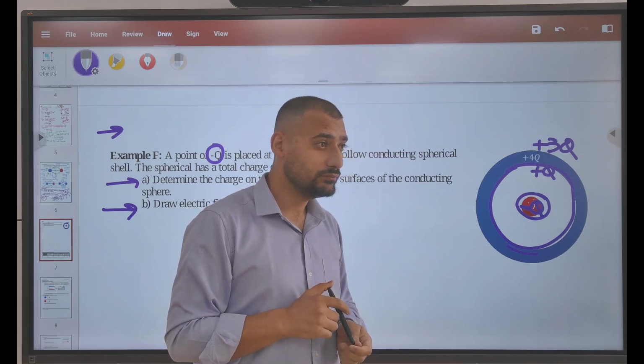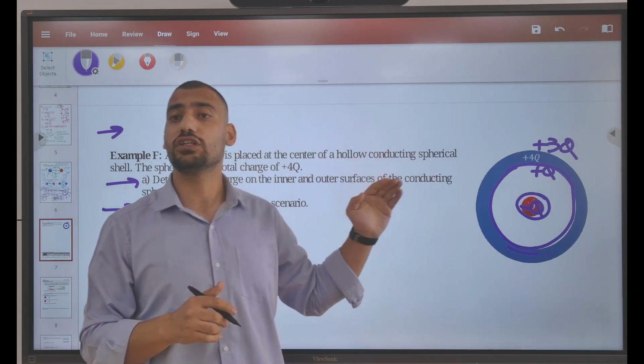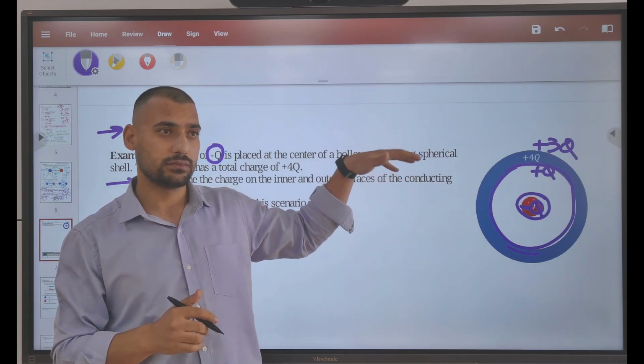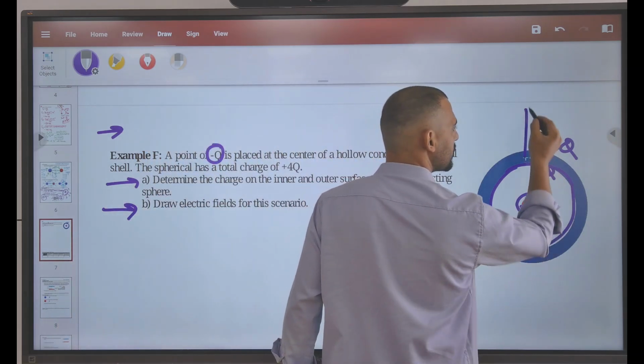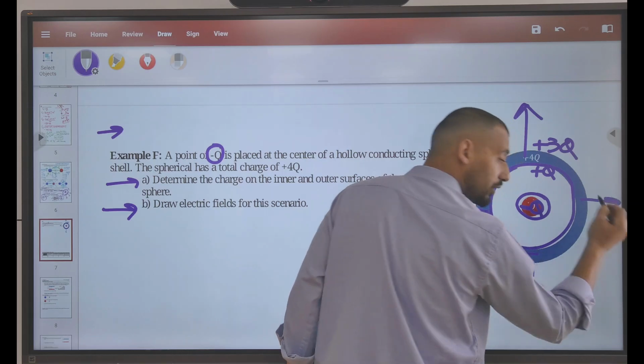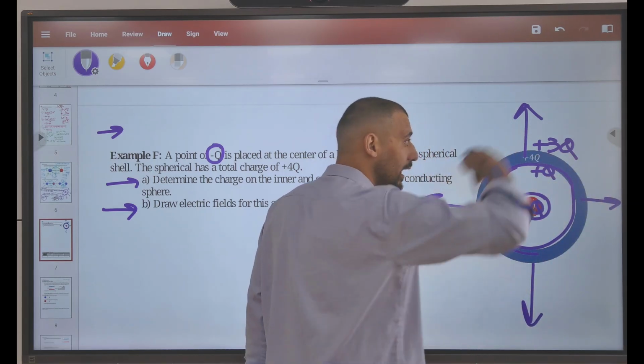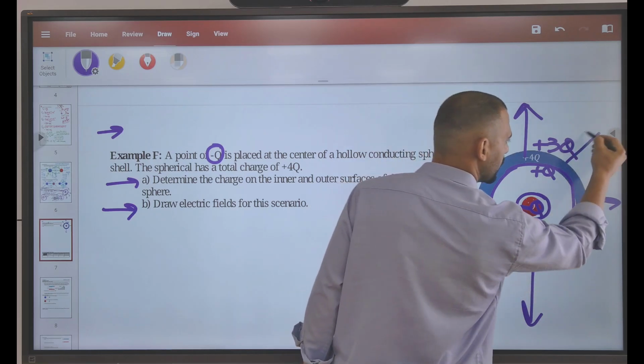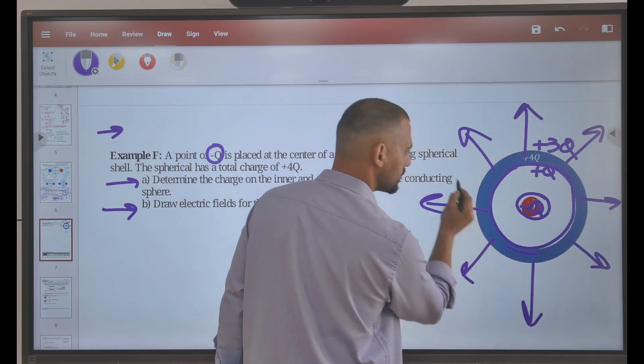First of all, how do we draw the field lines for the outside? They go outside, something like this. Perpendicular, very important. Perpendicular and outwards, because this is positive charge. Okay? Something like this.